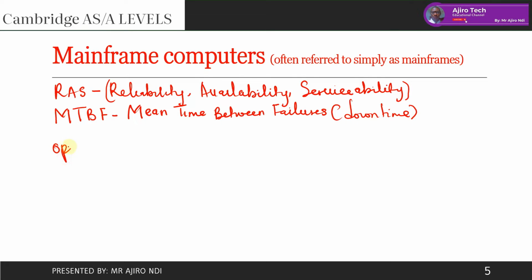Let's talk about the operating system. Now, most mainframe computers run more than one operating system at any given time. Okay, and what are the operating systems they use? Please let's take note. They use the Z operating system. Okay, they use the virtual machine.